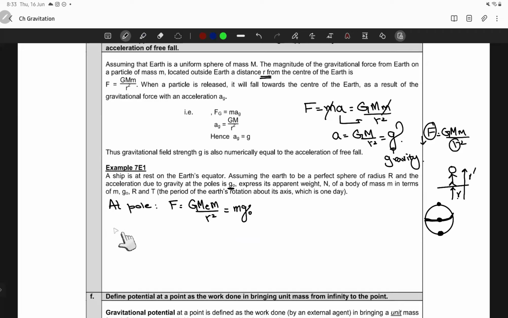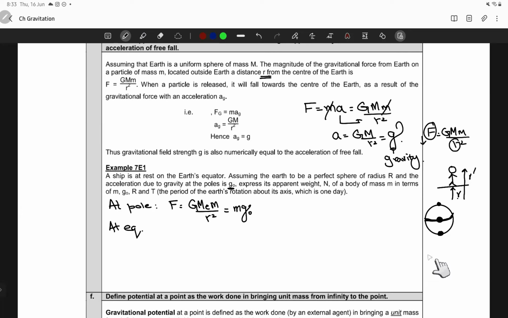Now what happens at the equator? At the equator, there is the force on the ship. Let me try to draw it. So this is the equator. Now let's say that this black dot that I drew is the ship, and it's at rest. Now the force on the ship by the Earth is actually the normal force, right?